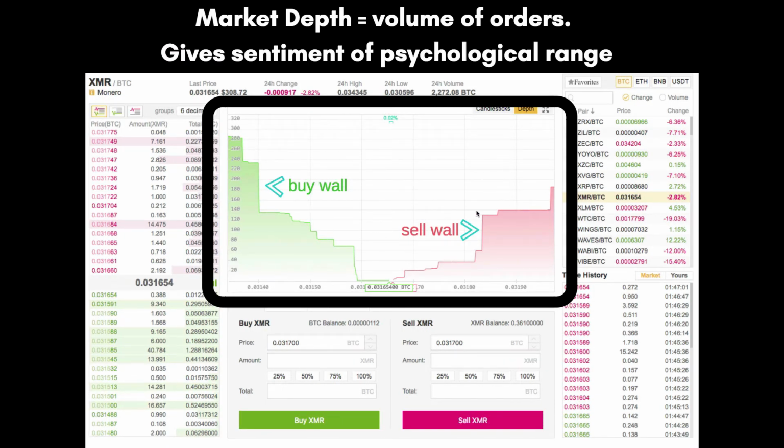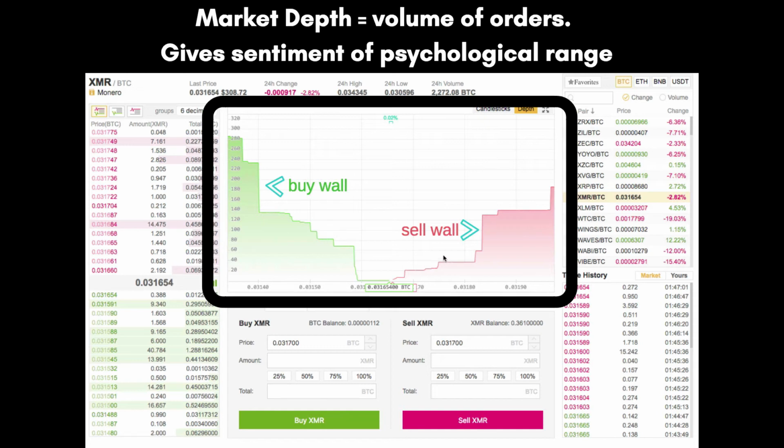And then this right here is the market depth. This is the volume of orders. It's a representation of all of the different orders in a depth chart. And what this does is give the sentiment of the psychological range, of where the big buyers are and where the big sellers are. And it shows buy walls and sell walls.